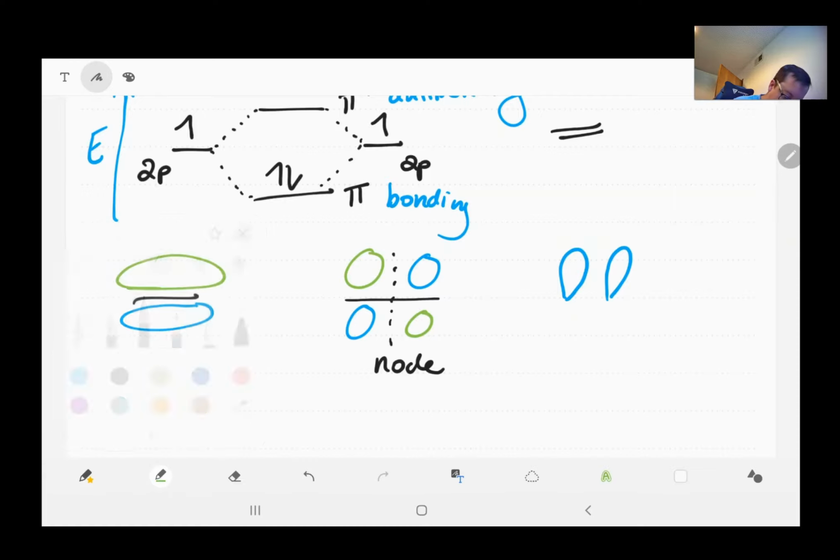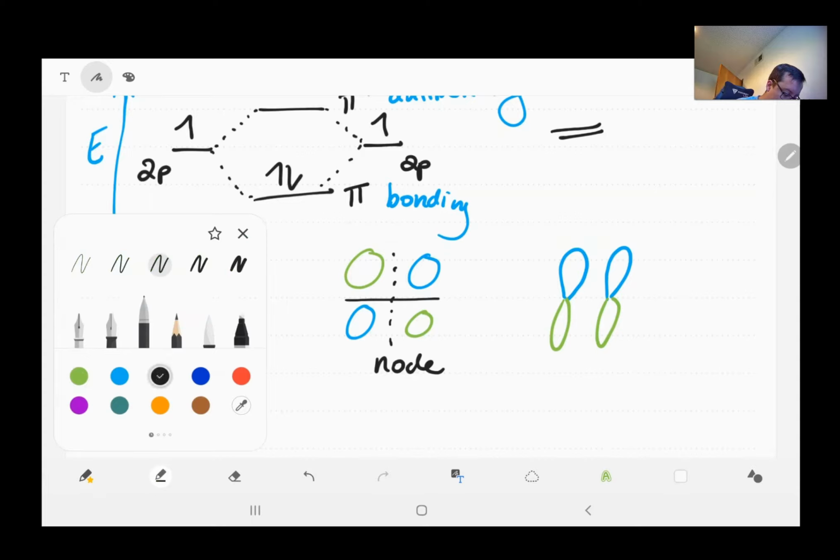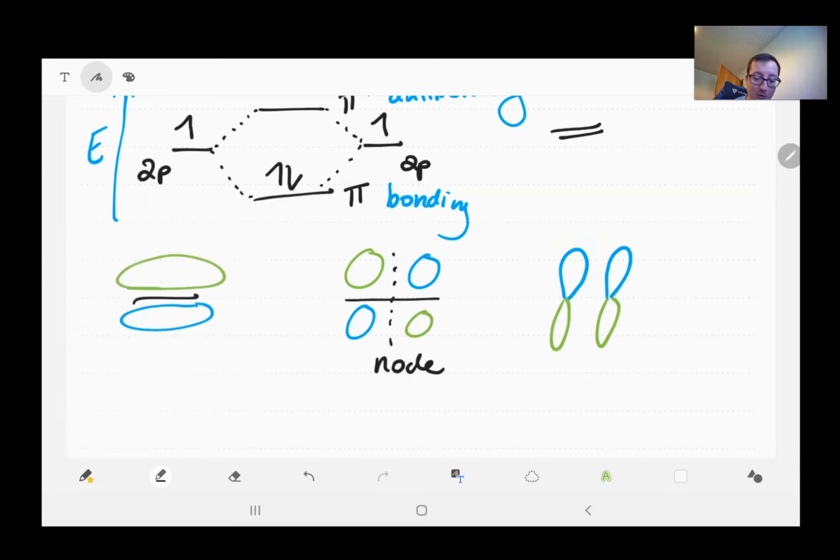P orbitals, when they overlap, they have kind of 2 ways of mixing, right? We can have them mix where we have them right next to each other, the same colors. In this case, that's what gives us. Let me move that over.